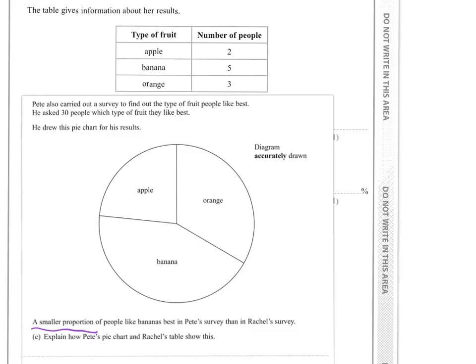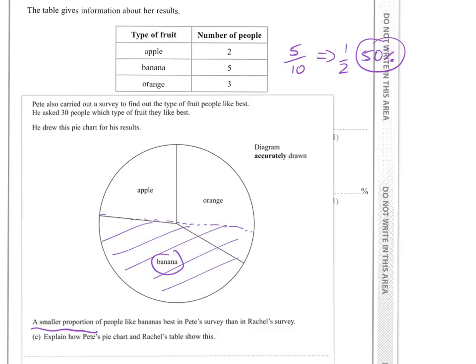Right, so let's look at Rachel's first. Now, out of the 10 people that she asked, 5 out of the 10, which is a half of them, or 50%, of hers that were surveyed preferred banana. But out of these 30, you can see here that banana does not have half, because if it was half, it would be this much. Okay? And you can see clearly from the pie chart shown that it's not the same proportion, it's less. So a smaller proportion of people like bananas best in Pete's survey.